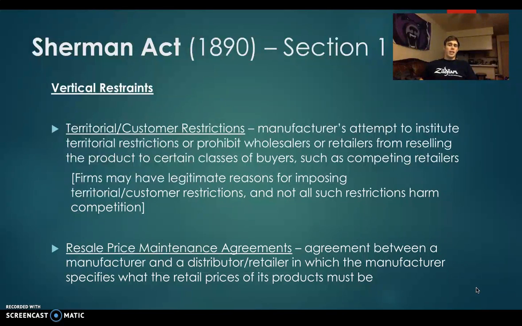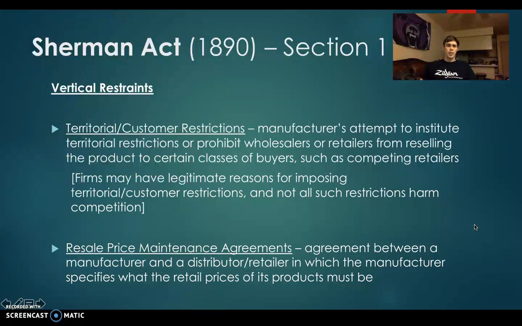So, like I said, these horizontal and vertical restraints are subject to the rule of reason, which means that courts have to look at situations on a case-by-case basis and determine whether or not they are putting some type of unfair restriction on trade or are actually in violation of antitrust laws. Sometimes businesses have an acceptable reason for imposing these types of restrictions. And so that's why they have to look at each situation on a case-by-case basis.